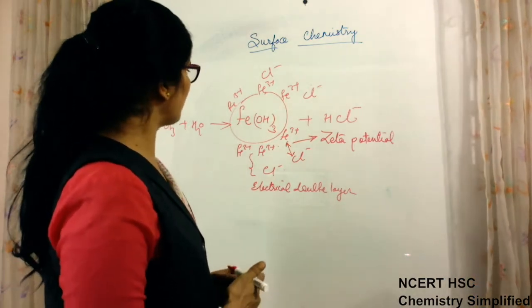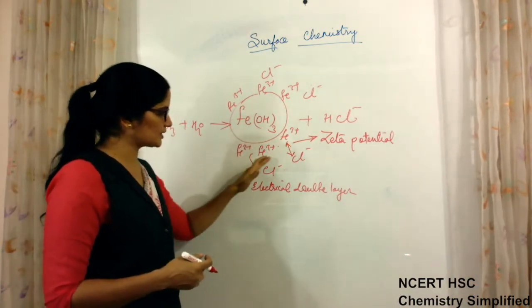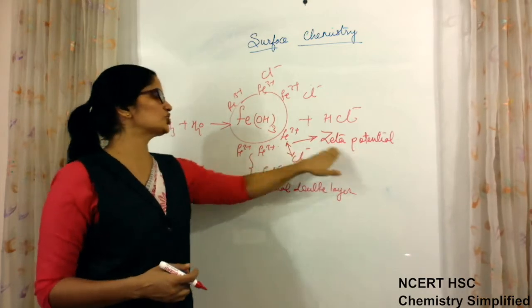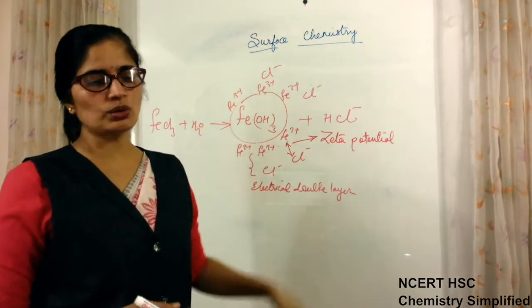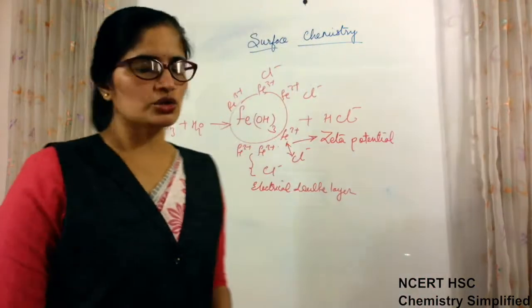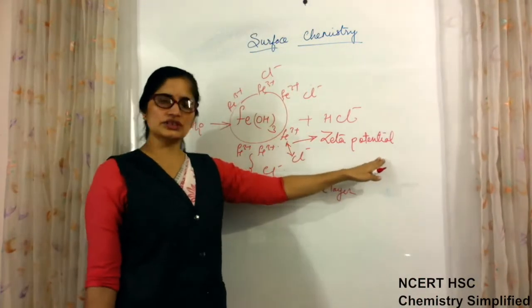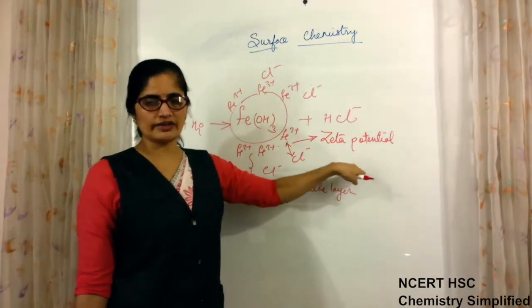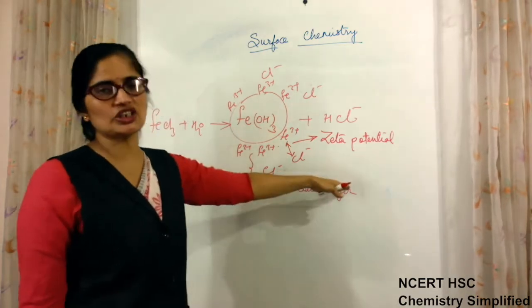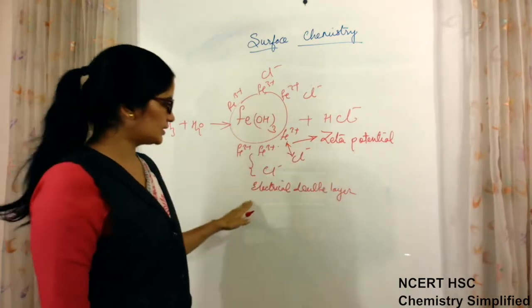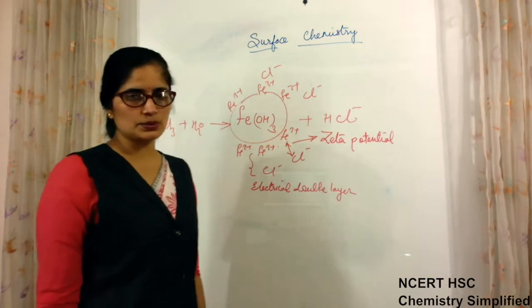Okay, electrical double layer we were discussing. So this is electrical double layer, and zeta potential is the potential difference between these two layers. These are some minute things in this topic, and questions are framed from these. Zeta potential has been asked once. Electrical double layer also has been asked once before.